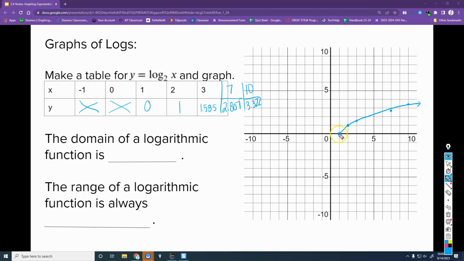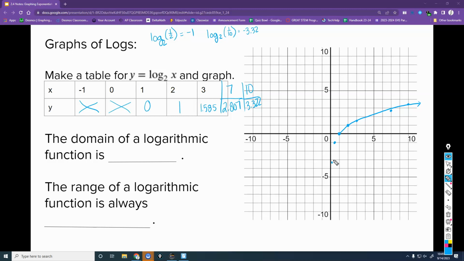All right, so I can kind of see what's happening here. Over here, somebody do log base 2 of 1/2 for me. It's -1. So 1/2, -1. Somebody do like log base 2 of 1/10. Okay. 3.32. That's gonna be like here.